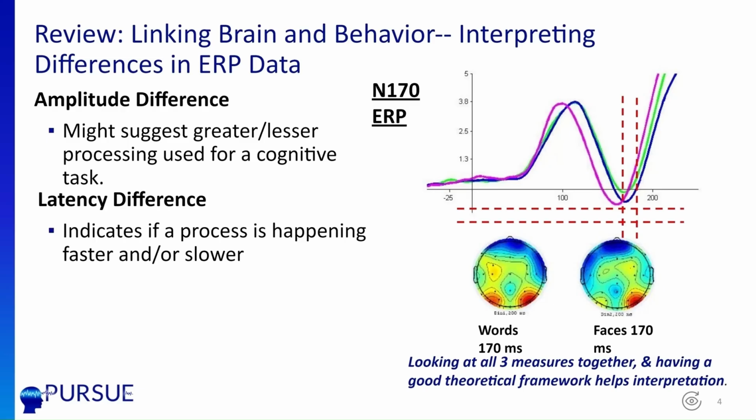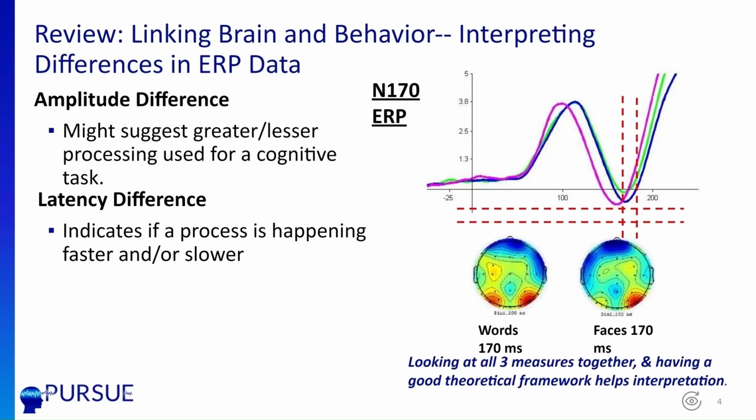Another way ERP waveforms can differ is latency. Differences in latency could show that a cognitive process is happening at a faster or slower rate in one condition when compared to another. One example of a latency difference is seen in the figure. The ERP for the pink condition visually peaks earlier than the ERP for the green condition. This means that processing in the pink condition is faster than in the green condition.